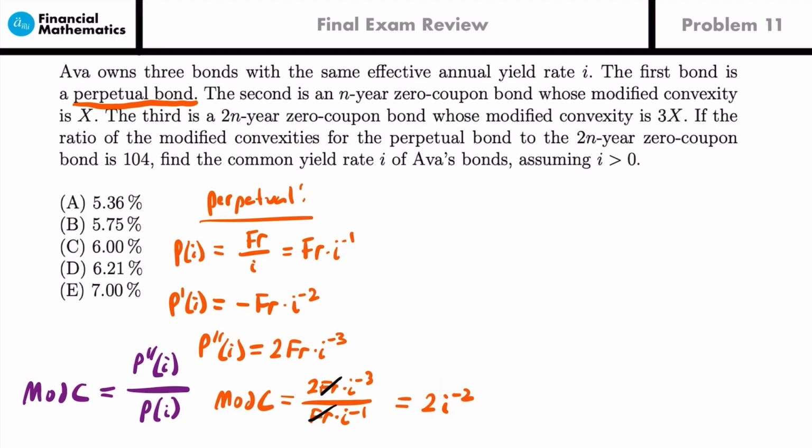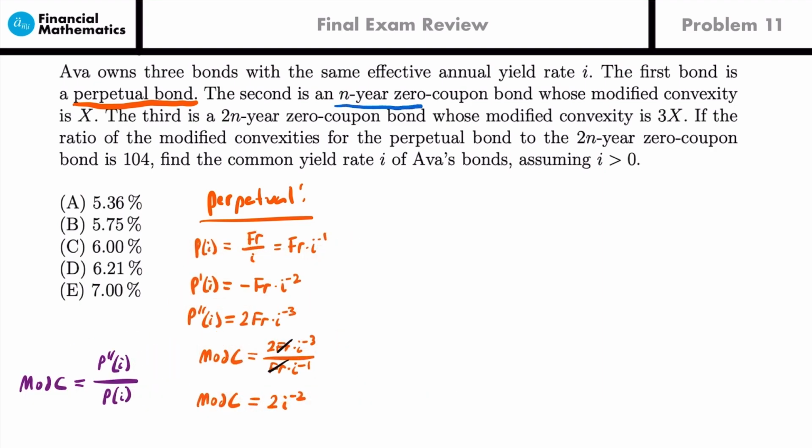So that takes care of the first bond. We still have 2 more to work with here. So let's start working on those. Next, we'll look at the N-year zero coupon bond. We know that its modified convexity is x, so we'll get to that later. For now, we need to set up a price function for that zero coupon bond and then take its derivative twice. Now remember, the way you calculate the price of a zero coupon bond is by multiplying the redemption value C by a present value factor to the power of the number of years, or the number of periods.